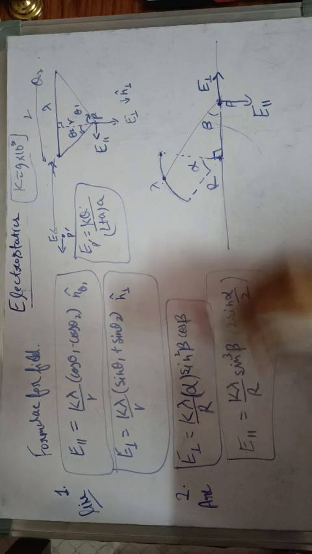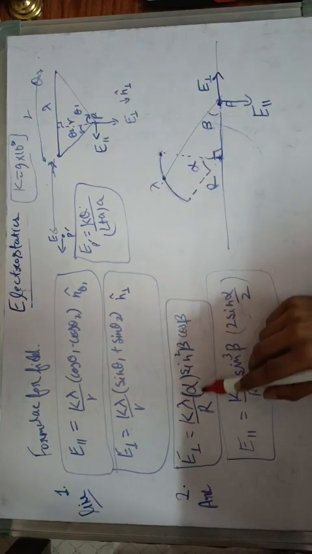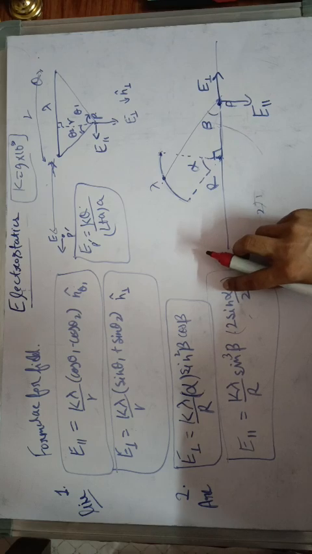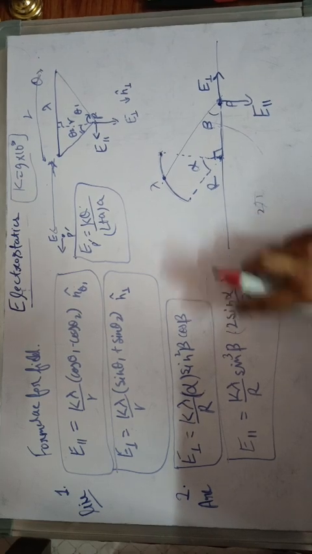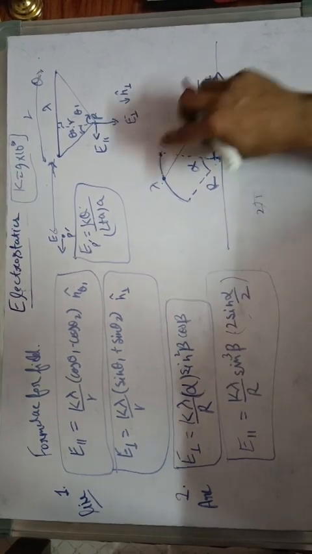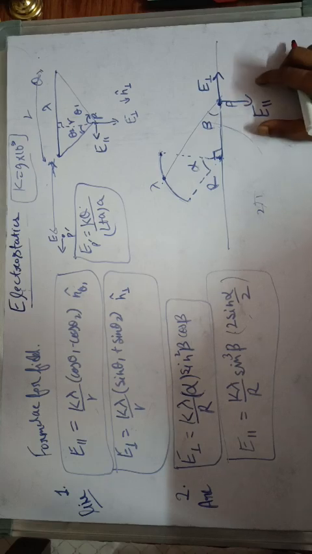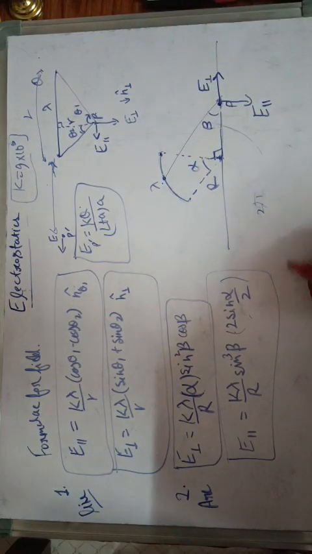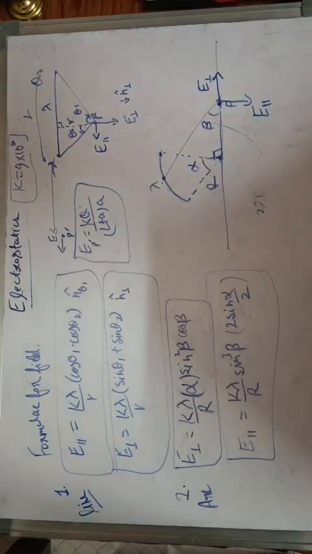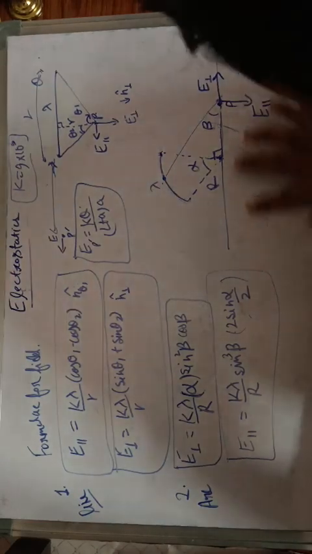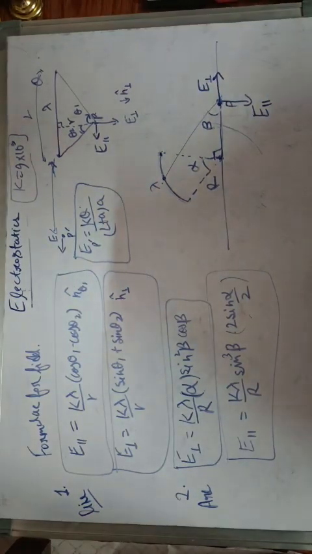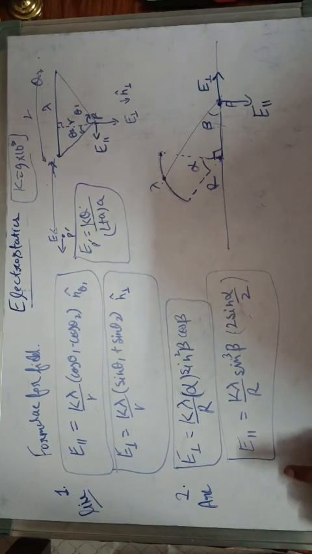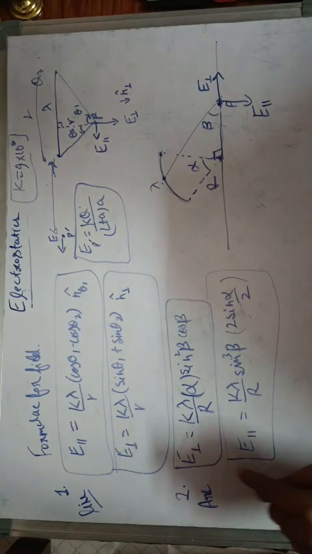Now if this arc becomes a complete circle, this alpha will become 2 pi, and in case of 2 pi this E parallel will become 0. For a complete circle, this E parallel will become 0 and there will be only the perpendicular field. So these were two formulas for the field due to, let's say, this perpendicular and parallel.